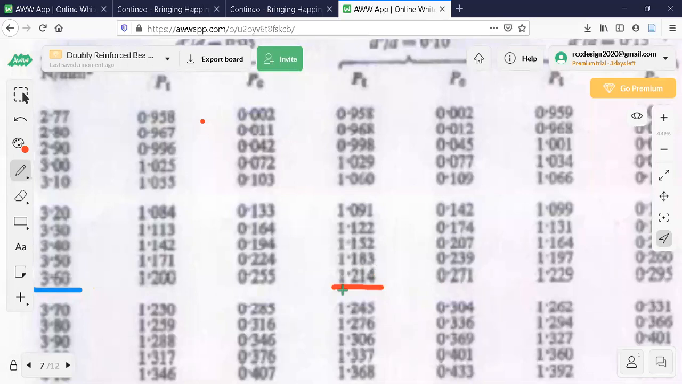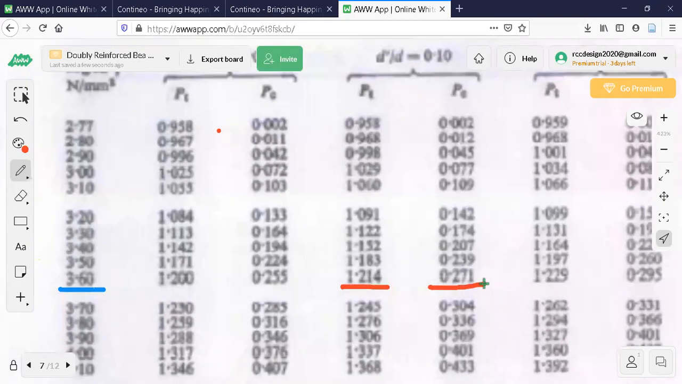If you want, you can write it somewhere, because I'll be going to the last page after this. 1.214 is PT and percentage compression steel is 0.271. So directly we got these numbers without any calculation. I have calculated only Mu by bd square, and I know that d dash by d is 0.1. I know that I have to use Table 50. If you can understand this much, a lot of time is saved in the examination.